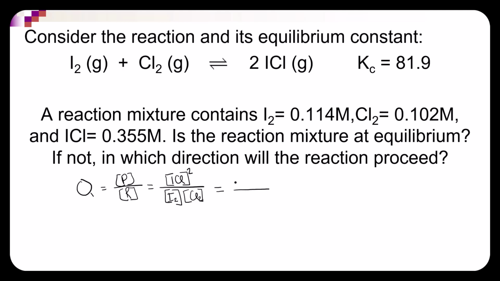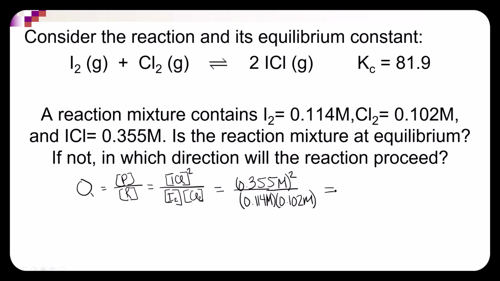So the concentration of our product is 0.355. Once you put numbers in here, you can replace the brackets with parentheses. And then remember that it's squared because of that coefficient. And then on the bottom, we're going to put the concentration of each of our reactants. So iodine was 0.114, and chlorine is 0.102.